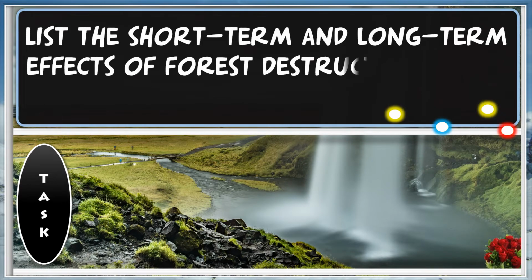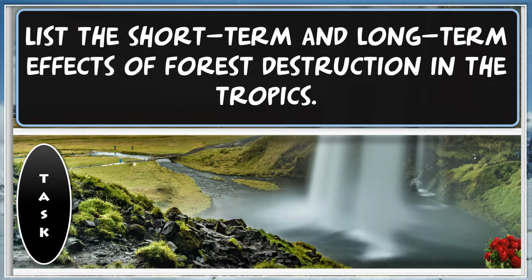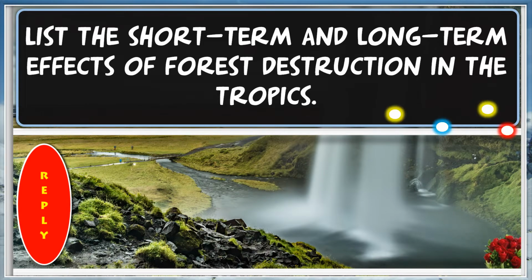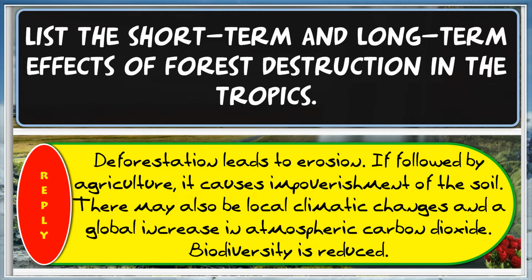List the short-term and long-term effects of forest destruction in the tropics. Deforestation leads to soil erosion. If followed by agriculture, it causes impoverishment of the soil. There may also be local climatic changes and a global increase in atmospheric carbon dioxide. Biodiversity is reduced.